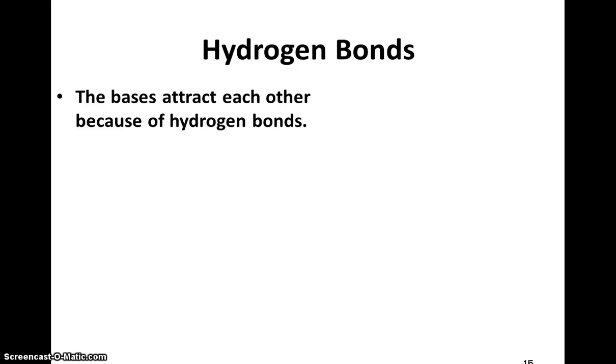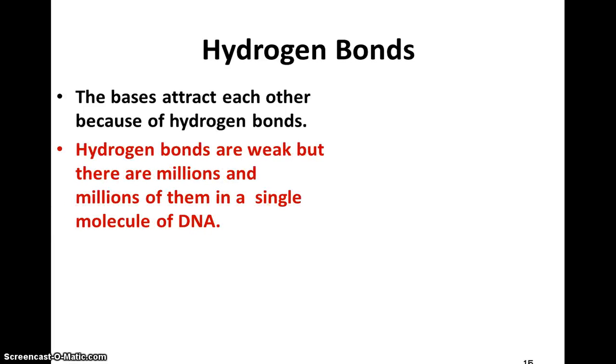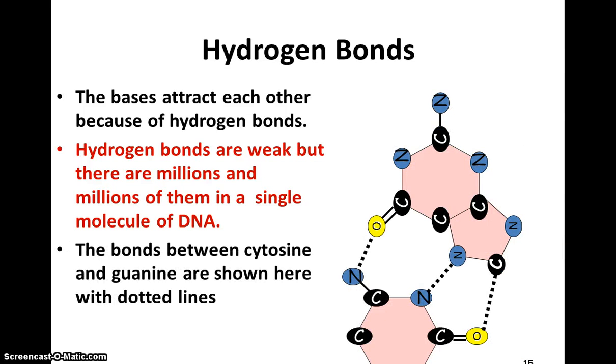So the bases, as it turns out, are actually attracted to each other, and this is going to be due to hydrogen bonding. So hydrogen bonds, we haven't talked about them in a long time, but they're very weak bonds. By themselves, they don't do very much, but there are millions of nucleotides in a strand of DNA. There ends up being millions and millions of these weak hydrogen bonds in one single molecule of double-stranded DNA. Overall, this actually leads to a very stable, strong molecule.